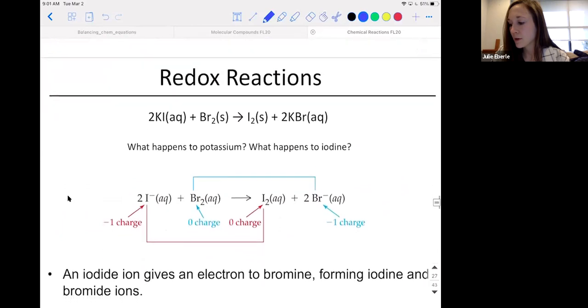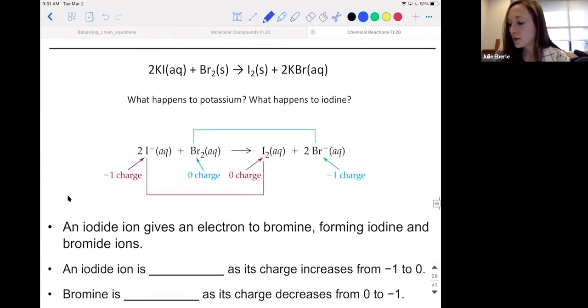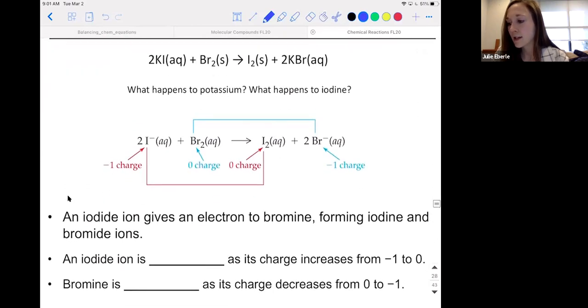There's another example here. So I would love for you guys to look at this. You have potassium iodide and you have bromine, and you even have some extra information beneath. I want you to fill in iodide ion. Is it oxidized or reduced? Look at it based on what we just talked about with oxidation reduction. Is the iodide oxidized or reduced as its charge increases from -1 to 0?